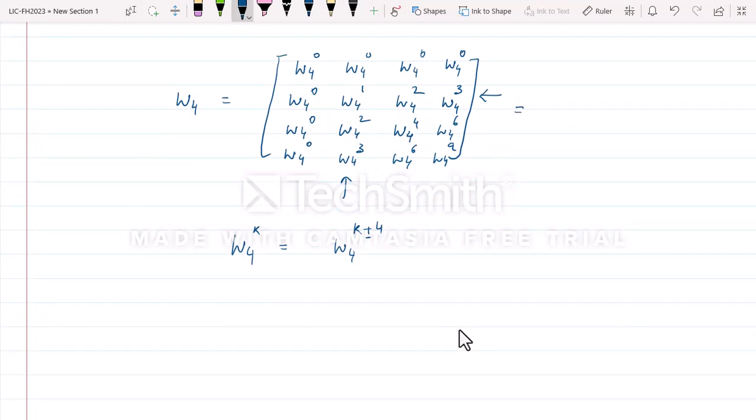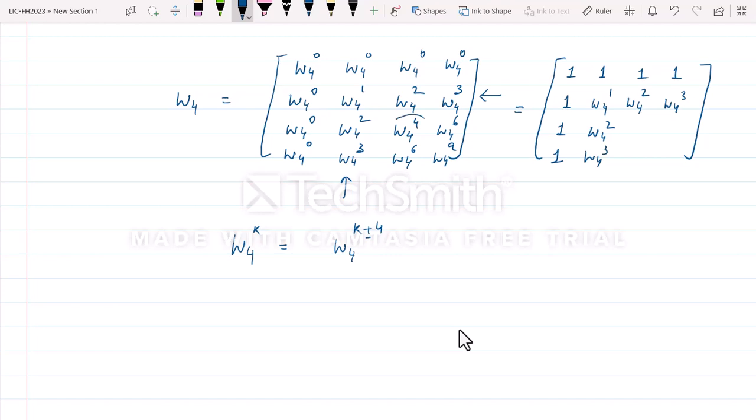So we can modify this matrix and write that W4 0, we know that anything raised to 0 is 1, so all these values are 1. Right? Then we know the second row and second column are the same. This is W4 1, W4 2, W4 3. This is W4 2, W4 3.